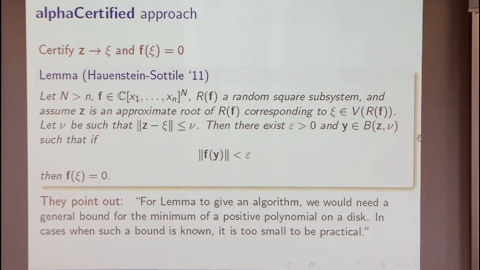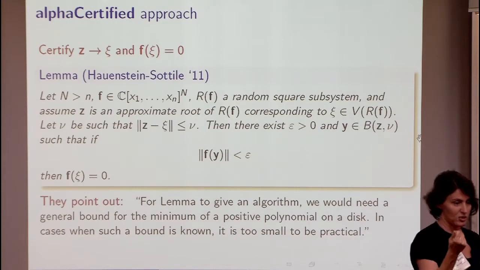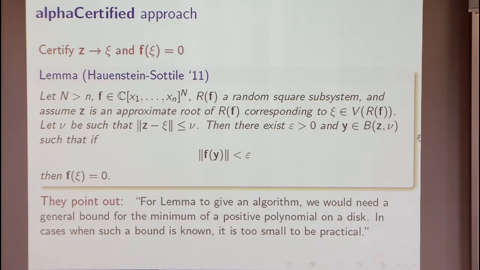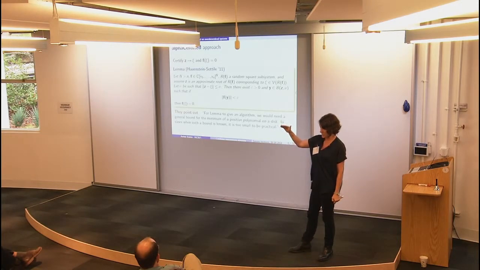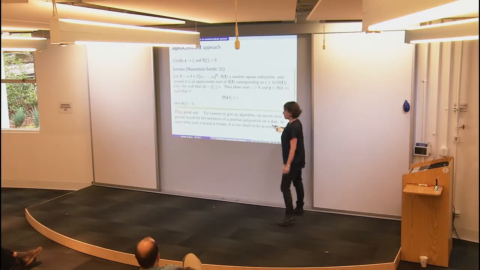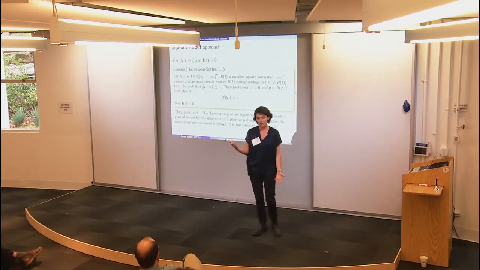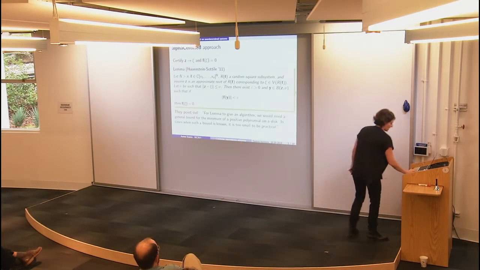To certify the opposite, that you are actually near an exact root, they basically propose to use a priori worst-case lower bounds for rational polynomial systems which are known to be positive over a disk. And in the paper, they conclude that these known worst-case lower bounds are too small to be practical. So, is the point we were wrong?